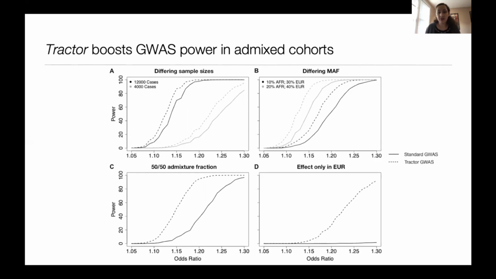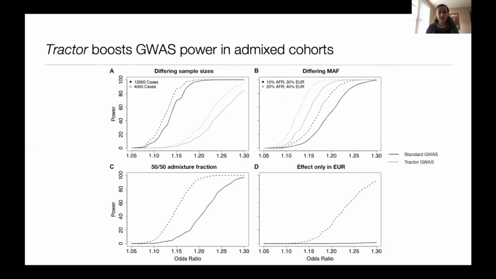You'll notice that the Tractor model often has boosted GWAS power, meaning we would have the power to find loci that would have been missed in this admixed cohort using standard GWAS procedures. This power boost is the most dramatic when there's a large effect size difference across ancestries, as shown in panel D. This is the case when there's an effect only in one ancestry, on the European tracts in this two-way admixed African-European cohort.